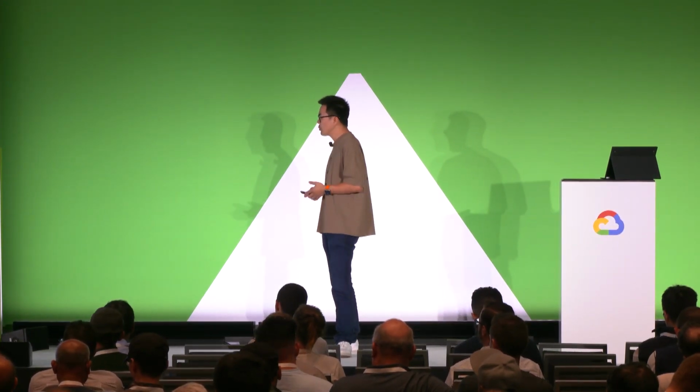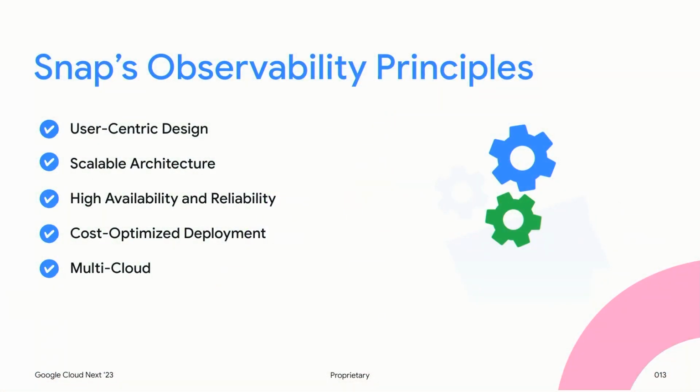The second and third principles are no-brainers here, because to support thousands of engineers and thousands of services, you want to make sure your solution is highly scalable and also robust. Fourth one, cost optimized. You always want to pay very close attention to your cost because it can easily explode, especially for observability platforms. Lastly, multi-cloud. Given that most of our services are running across different clouds, you always want to match that.